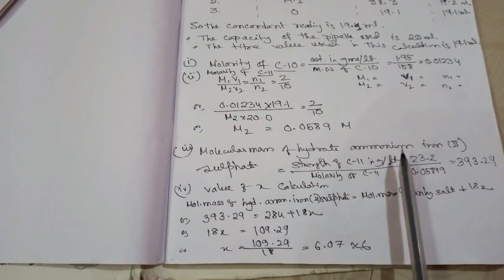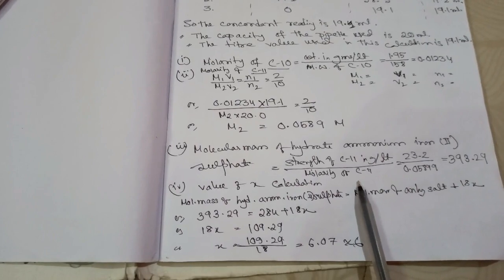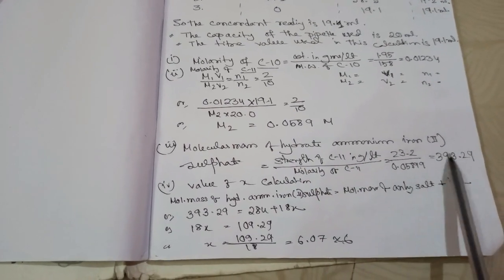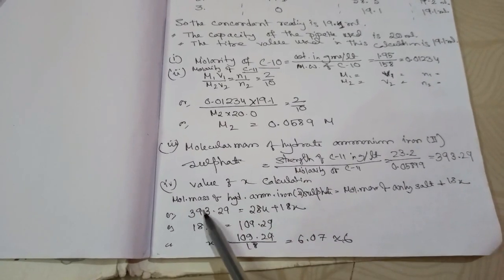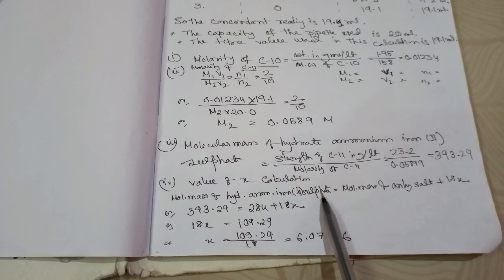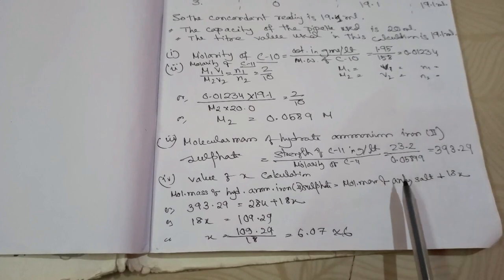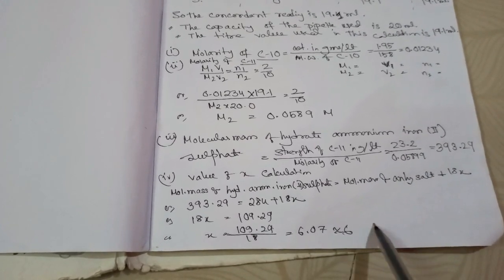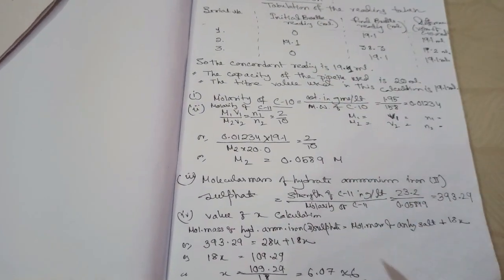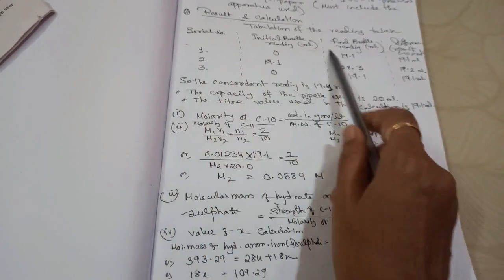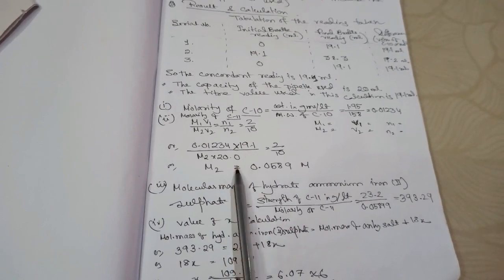Then next is molecular mass of hydrated ammonium iron 2 sulfate. The formula we have used here is strength divided by molarity, as we have received in question number 3, that one. And then final calculation 393.29. And fourth answer, calculation of X by putting molecular mass of hydrated ammonium iron 2 sulfate is equal to molecular mass of anhydrous ammonium iron 2 sulfate plus 18X, and then final calculation, that is 6.07, approximately 6 is the answer. So this should be written in your file, and this is the method, this is the answer that you write in the examination. This is the way how in examinations we all write the answers.